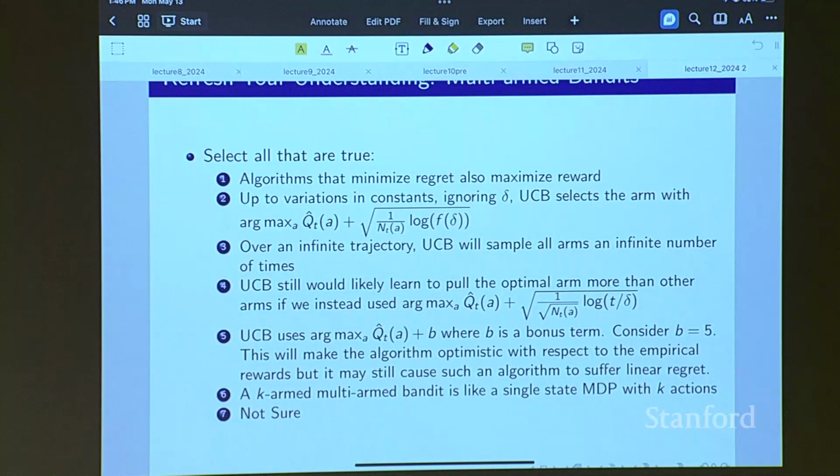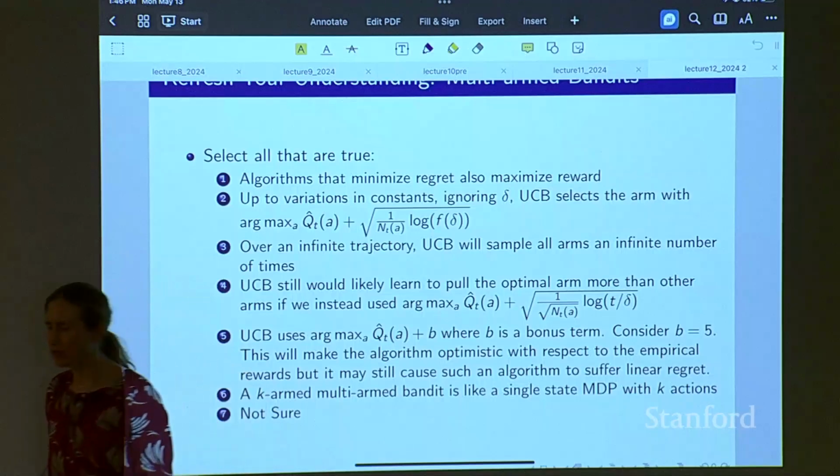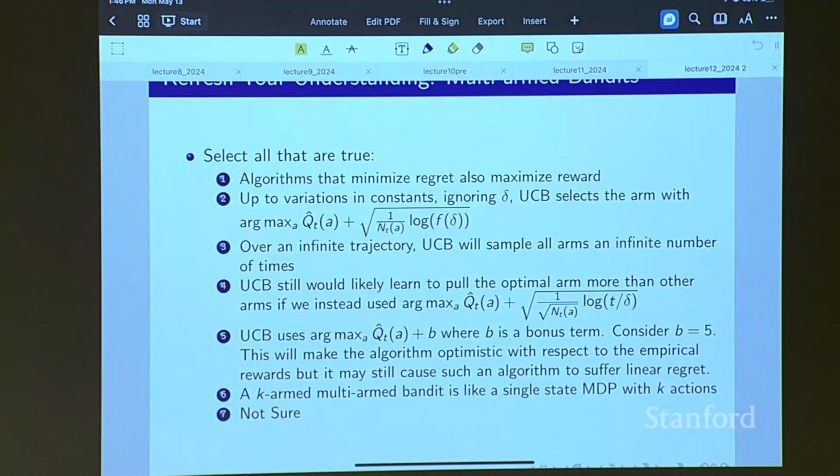Does anybody have any questions about these yet? Could you explain number 3 again? Because I'm not sure where the dependence on t is, where the t is at, it's inside of here. If you go back to the slides from last time, let me see if I have them up.